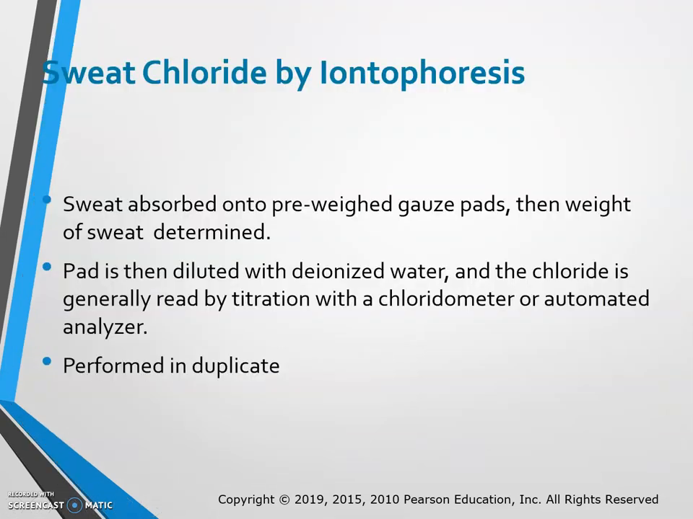The sweat is absorbed onto a pre-weighed gauze pad, then the weight of the sweat is determined. The pad is then diluted with deionized water, and the chloride is generally read by titration. This is performed in duplicate. Again, there is a detailed chart that can be found under the specimen processing lab as well. It will say Chapter 16 chart, and it takes all these lab tests and lays them out on the chart for review. Please be aware the sweat chloride level is utilized for cystic fibrosis, but there is now also a blood test, and it's also included in the newborn's PKU screen.